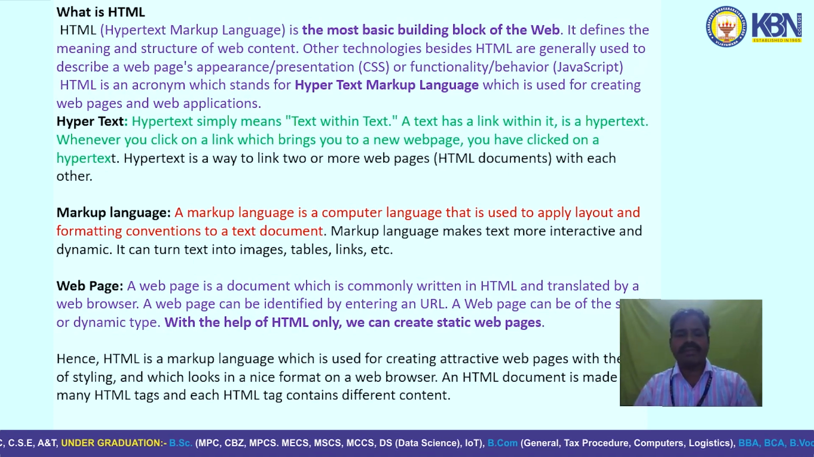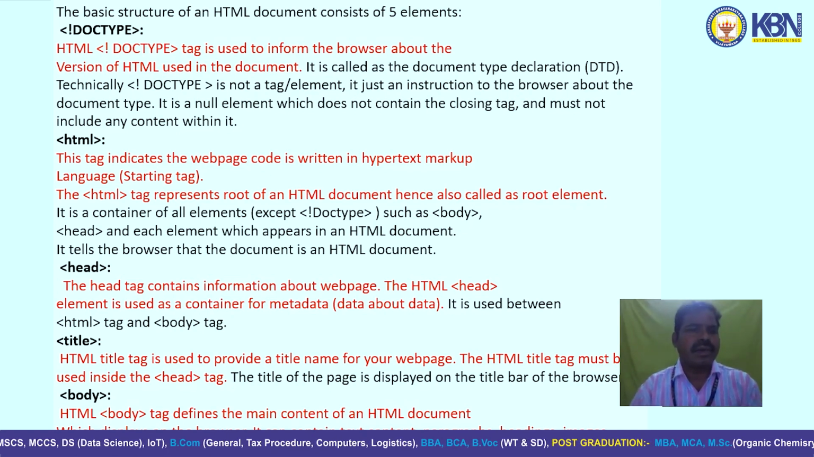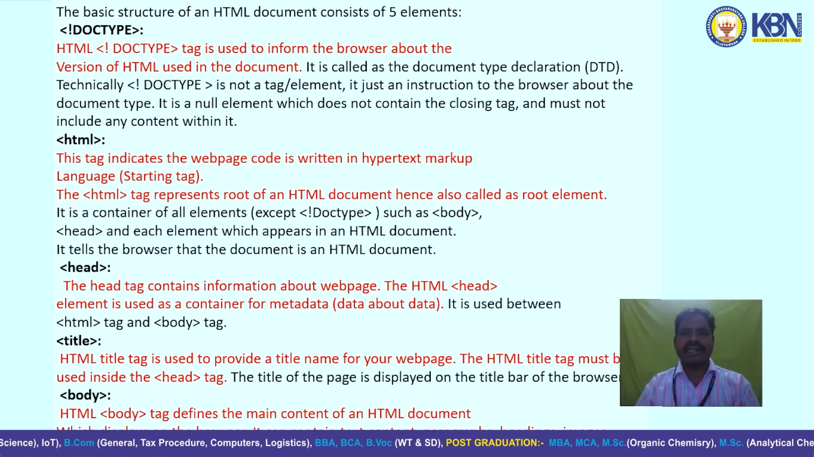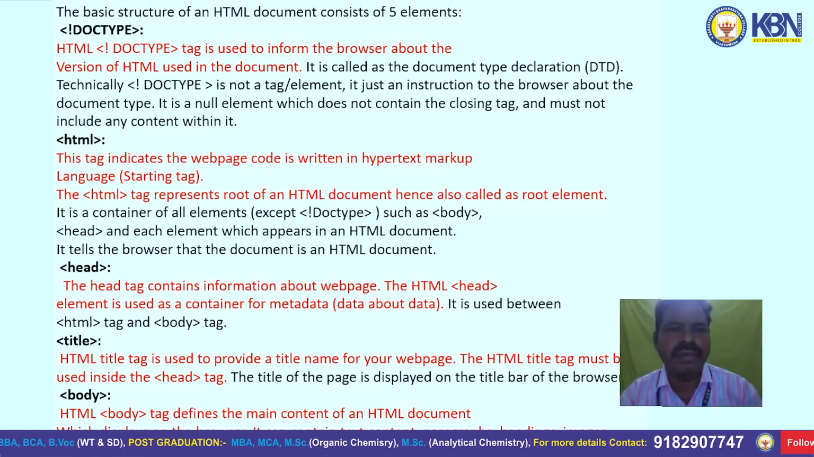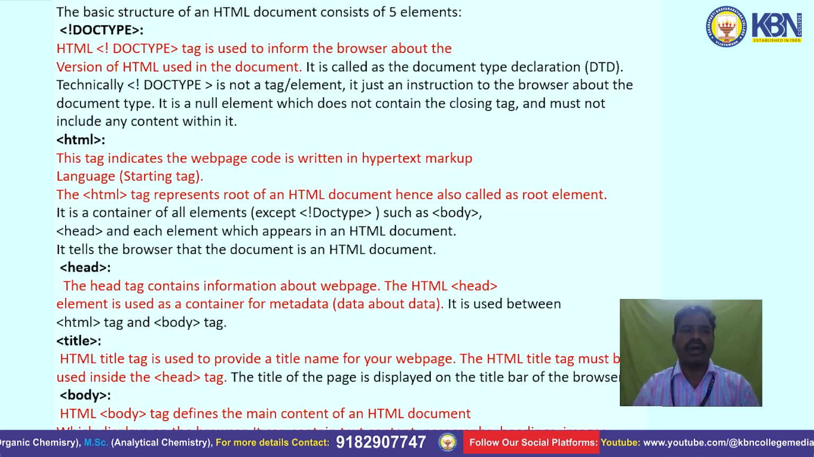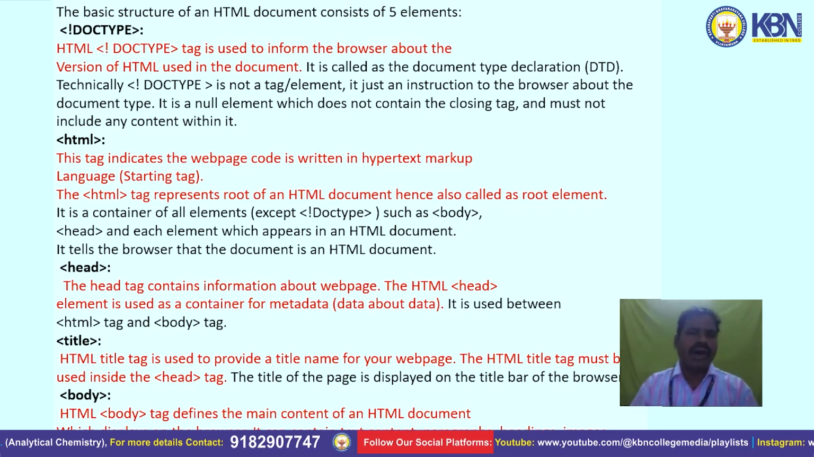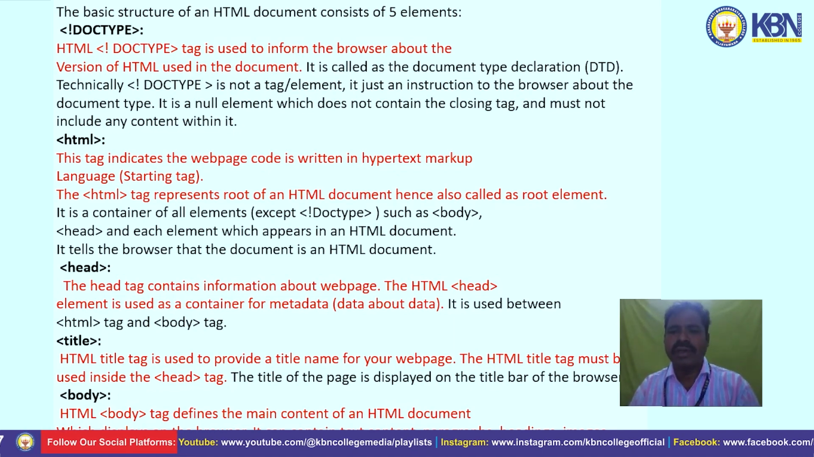An HTML document is made of many HTML tags, and each HTML tag contains different content. For example, the basic structure of an HTML document consists of 5 important elements. First of all, start the program with the doc type. A doc type tag is used to inform the browser about the version of HTML used in the document.